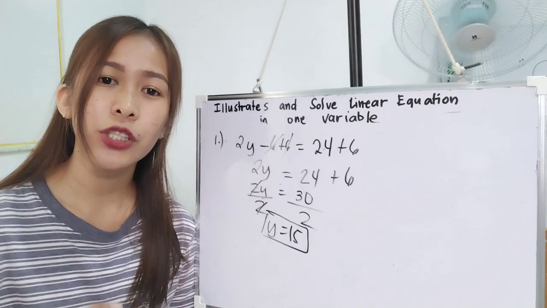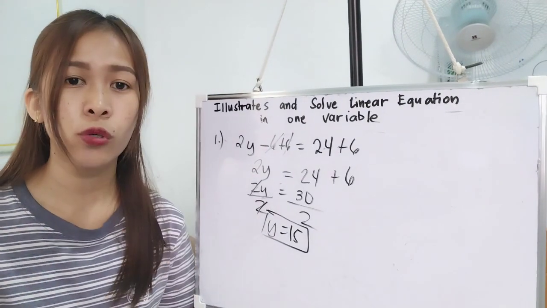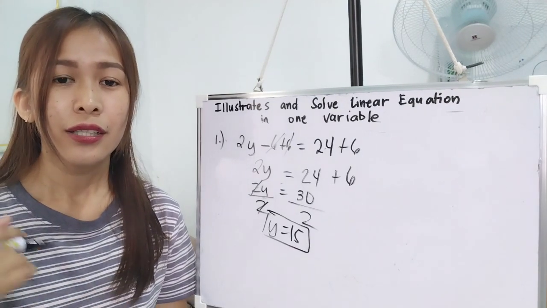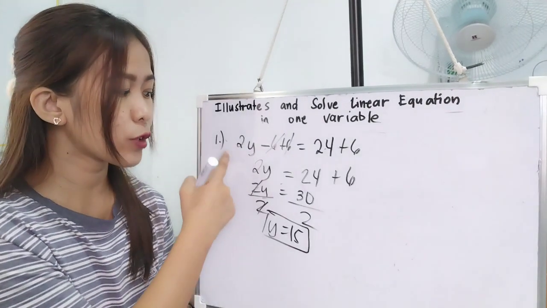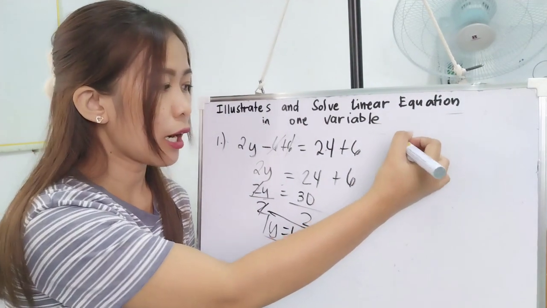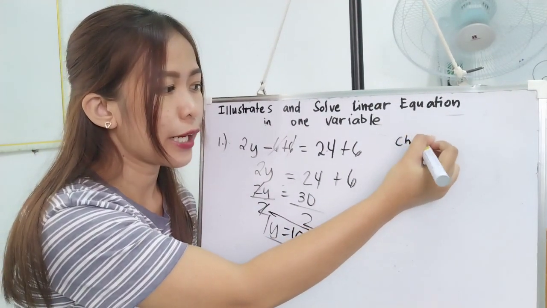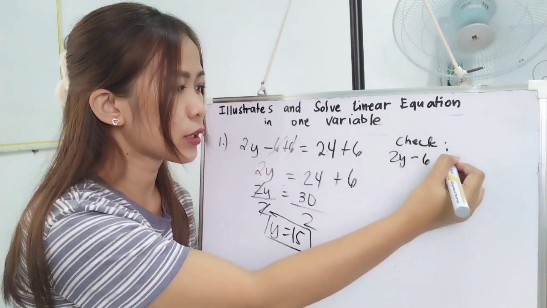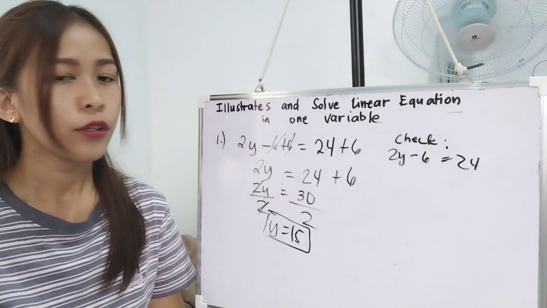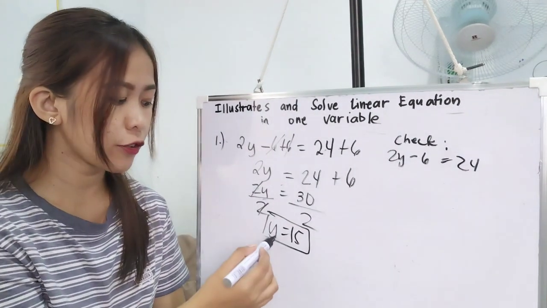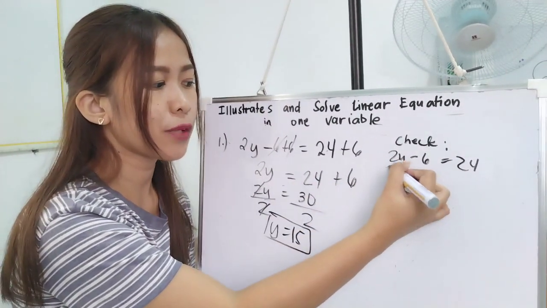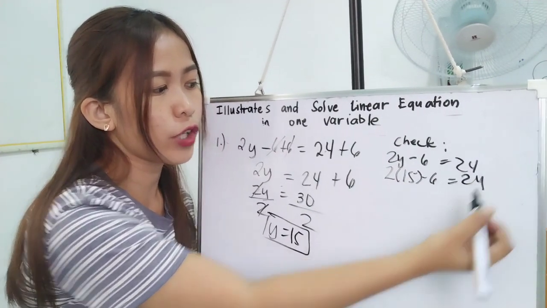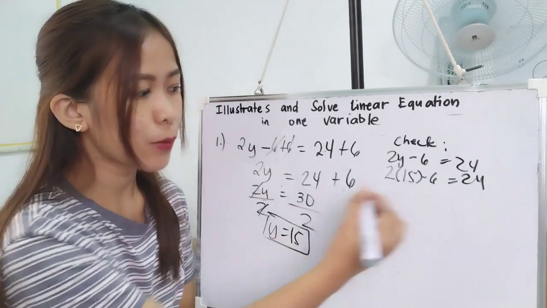Now, how are we going to know if yung nakuha nating solution is correct? Siyempre, we are gonna check it. How are we going to check it? Kunin lang natin yung original na linear equation. Ayan. Ito ang kanina nating equation. We have 2y minus 6 is equal to 24. We are just going to substitute the value of y to the equation kapag mag-check. So, 2 times 15 minus 6 is equal to 24. And then, just simplify hanggang sa makuha nyo na yung sagot.